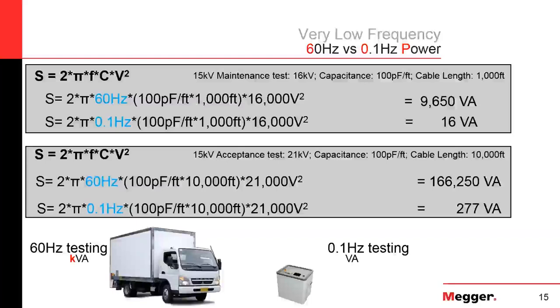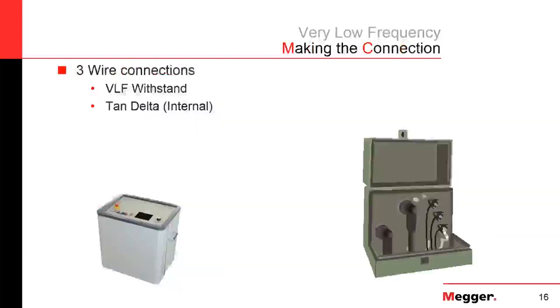If we look at a cable, 10,000 foot length, doing an acceptance test on it, same type of math there, it requires 166 kilowatts just to charge a cable if we do the test at 60 hertz. If we do the test with VLF, it takes less than 300 watts, or, you know, 3 incandescent bulbs. So in the end, the difference we're looking at is something between a big box truck or even a semi truck versus something a couple of people can pick up. So that's the reason that we choose VLF for our testing purposes.